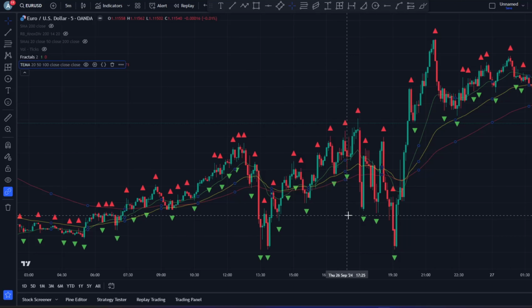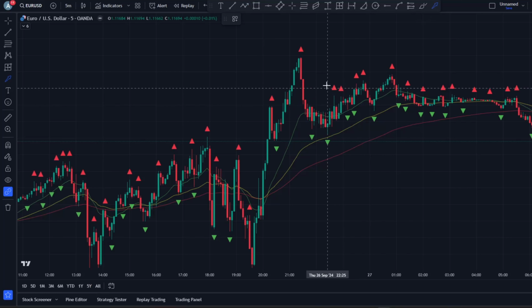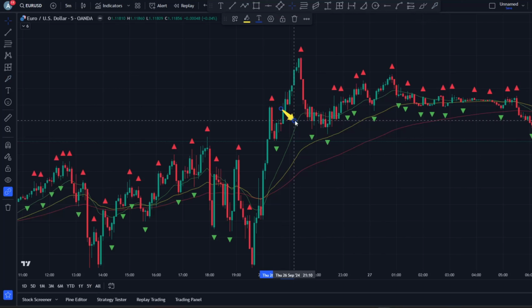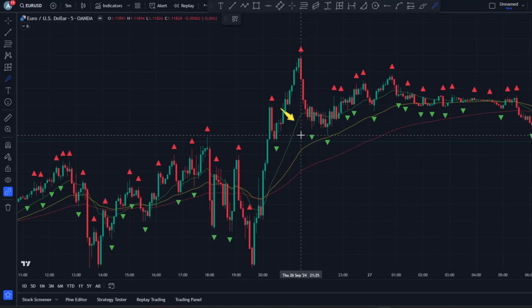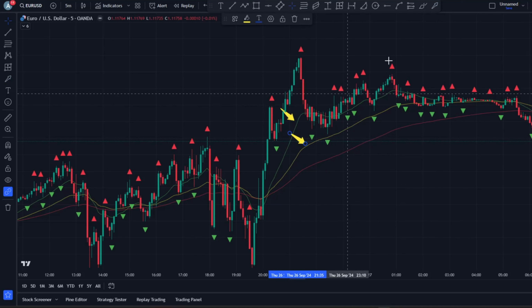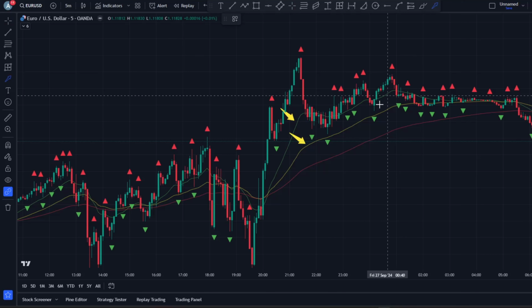Here's the most important rule for this strategy. You can only enter a long trade when the 20-day moving average, the green line, is above the 50-day, yellow line, and the 50-day is above the 100-day, red line. This tells us that the market is in an uptrend, and we're only looking for buying opportunities. Always remember, trend is your friend.